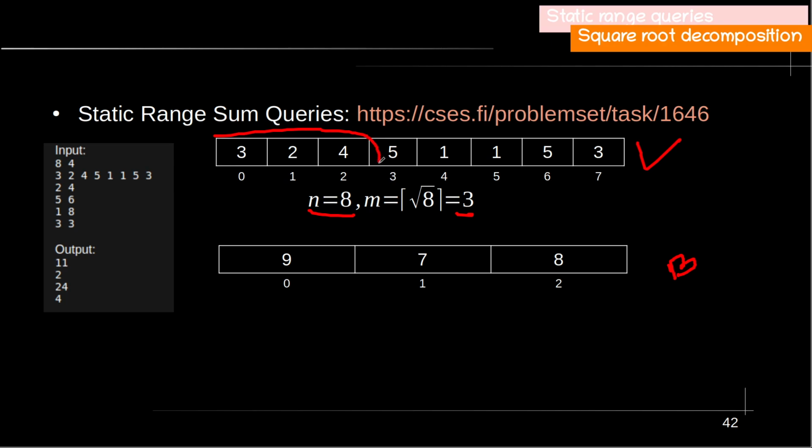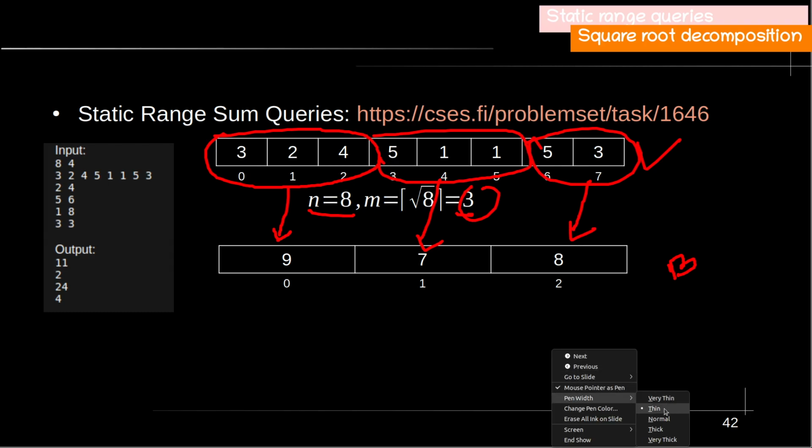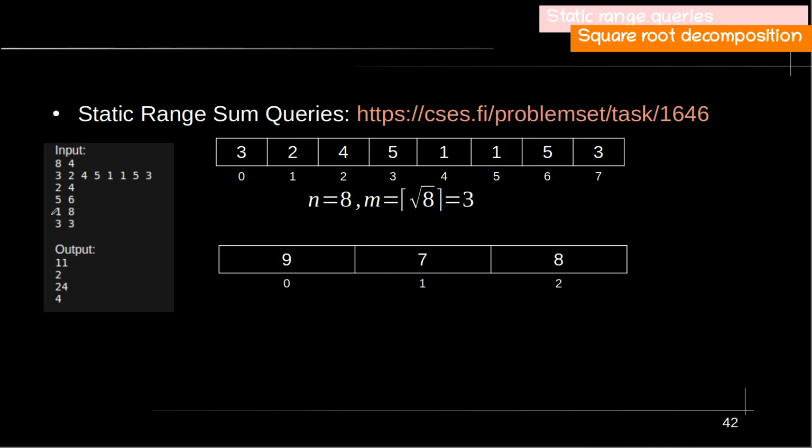In this array B, we're going to store the sum of every 3 cells in one cell. So here we're going to store 9 for 3 plus 2 plus 4, and these 3 cells are in this block, and the remaining cells in this block. If we want to perform a query, for example, let's take from 1 to 8, which means from 0 to 7, from here to here.